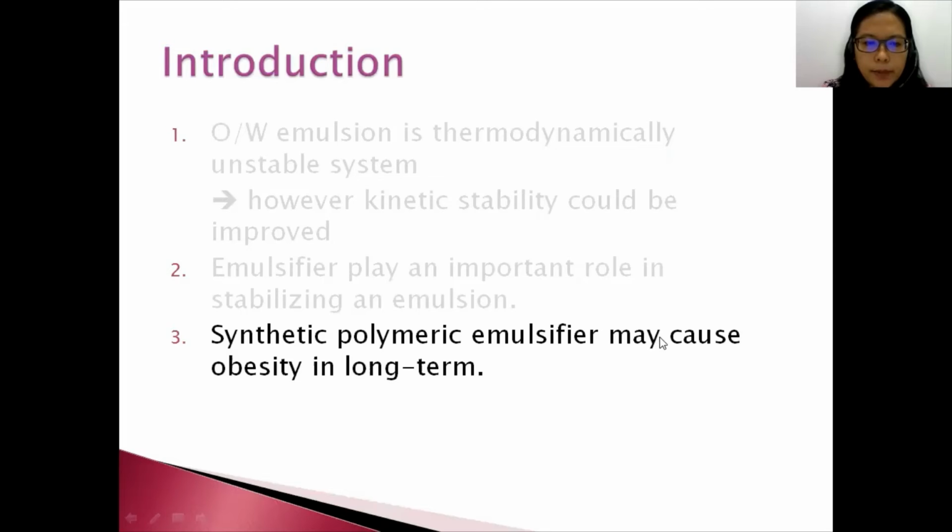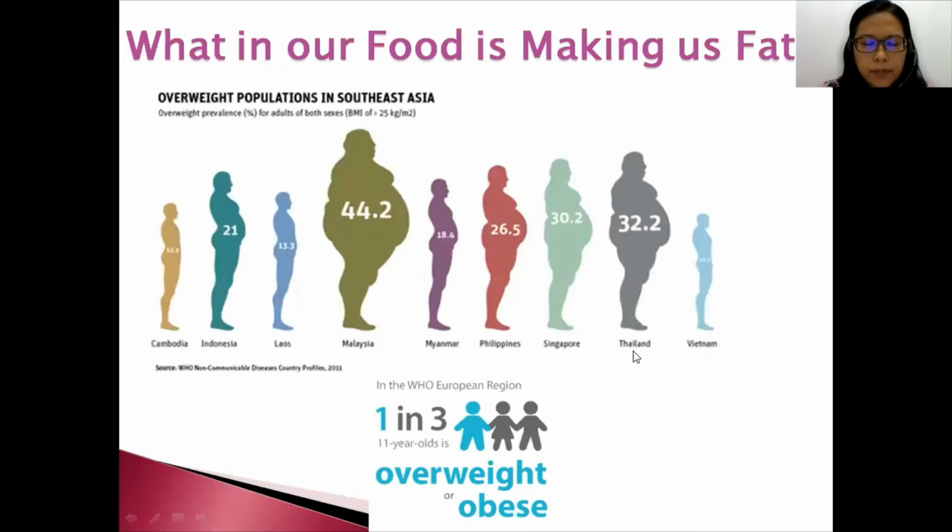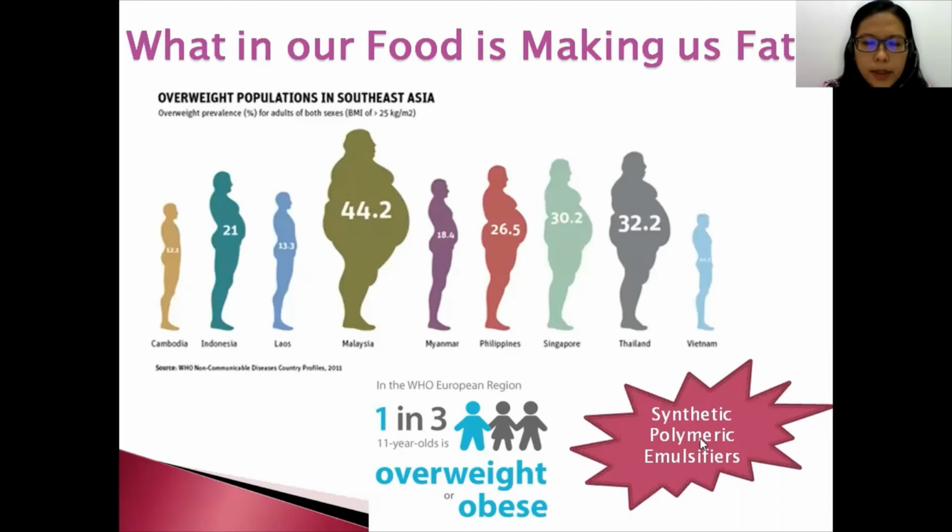And next, the synthetic polymeric emulsifier may cause obesity in the long term. This is a big concern, as the overweight population in Southeast Asia is increasing and increasing, and even among kids, 1 in 3 kids is overweight or obese. This may also be caused by the use of synthetic polymeric emulsifiers, which are massively used in all processed food products.